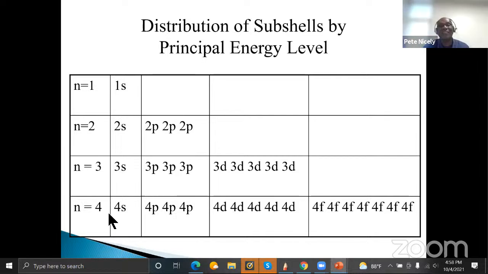And then here, in the case of the n equals 4 shell, you have the 4s subshell, only one orbital here. You have 3 4p orbitals in the 4p subshell. And here we have 5 4d orbitals in the 4d subshell. And then finally here we have the 7 4f orbitals in the 4f subshell. All right, so that's basically a summary of how the subshells are distributed among the different orbitals and the different number of orbitals present within each subshell.